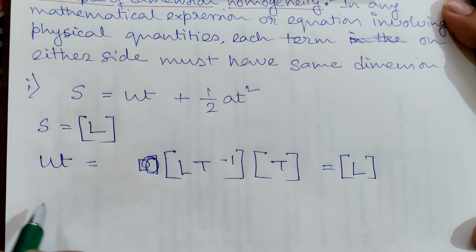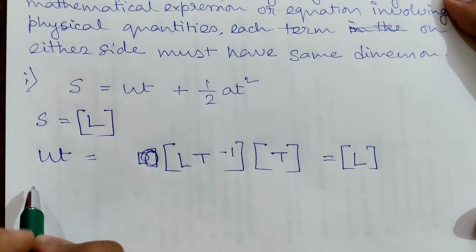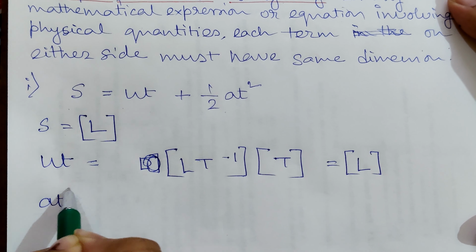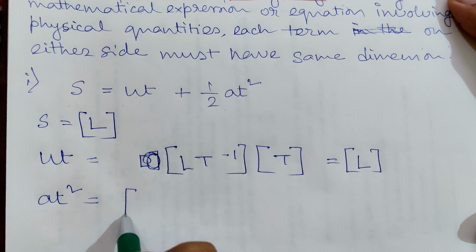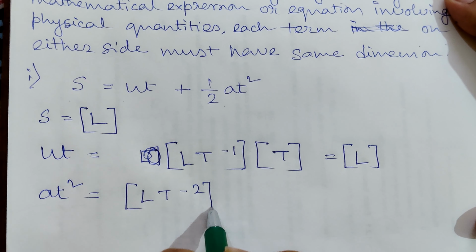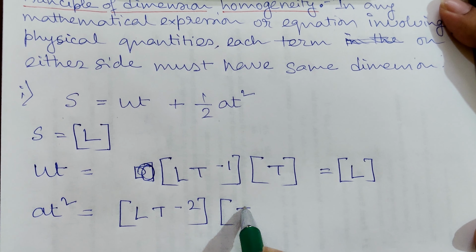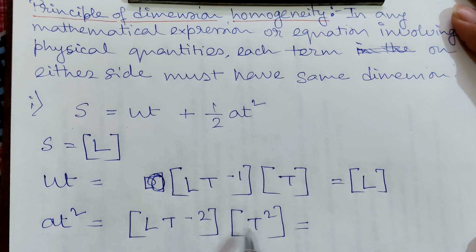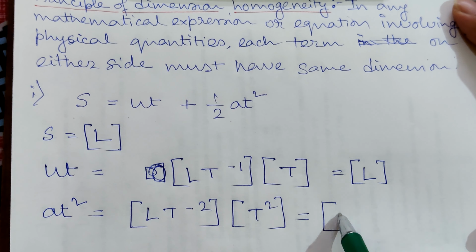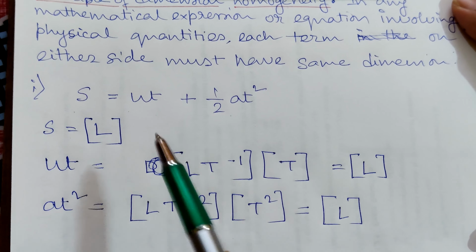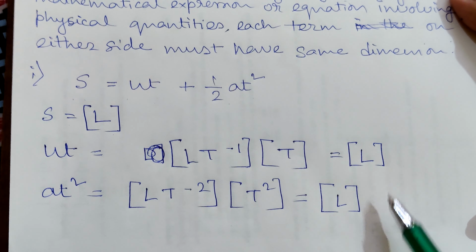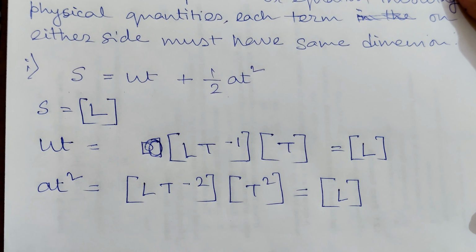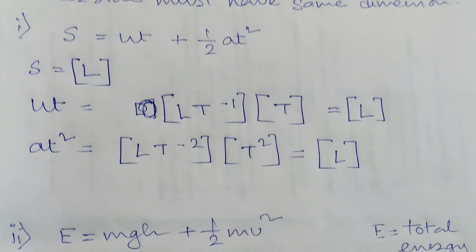Then half a t square. Neglecting the half part because it is dimensionless, we have a t square. a is acceleration, which has dimension of L t to the power minus 2, into t square. If you multiply these two, we will get only L. So each term on both sides of the equation has dimension L, which are the same. So this equation is dimensionally correct.